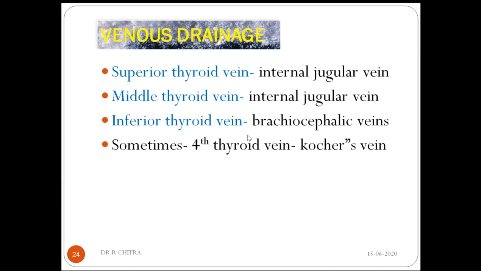Sometimes there is a fourth thyroid vein, apart from the superior, middle and inferior thyroid veins. It is called Kocher's vein. It emerges from the lower pole, that is the base of the lobe of the thyroid gland, and drains straight into the internal jugular vein. It may bleed profusely if you don't have it in your mind. Sometimes you may have this Kocher's vein, so it should be searched for and ligated first, in the early stage of the surgery.